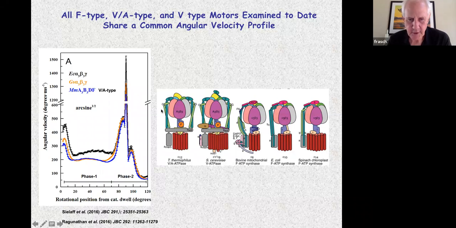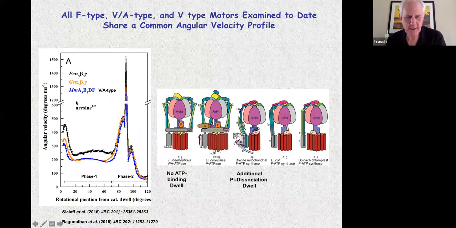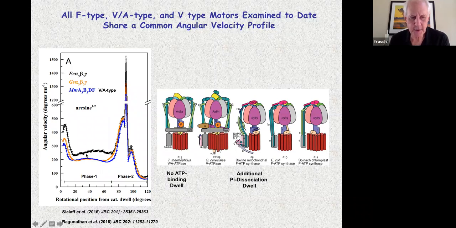For the peripheral F1 or V-type, VA type, we'd see the same kind of profile for accelerations and decelerations. Admittedly, it's slower through here than it is for E. coli, and that's consistent with the measurements of torque, that the thermophilic and the VA type have lower torque. One major difference that we found is that when we go to limiting ATP, we don't see an ATP binding dwell that occurs right in here. We don't know why that is.